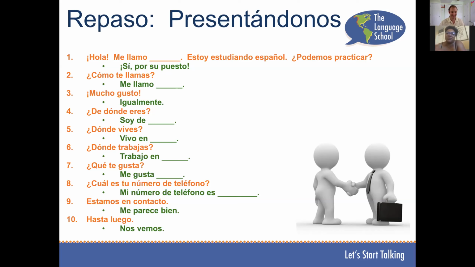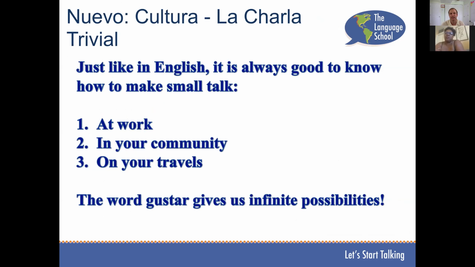¿Qué te gusta? ¿Qué te gusta? I keep doing that. Me gusta bailar. Okay. ¿Cuál es tu número de teléfono? Mi número de teléfono es 720-257-8539. Estamos en contacto. Me parece bien. Hasta luego. Nos vemos. Okay, perfect. You got it.